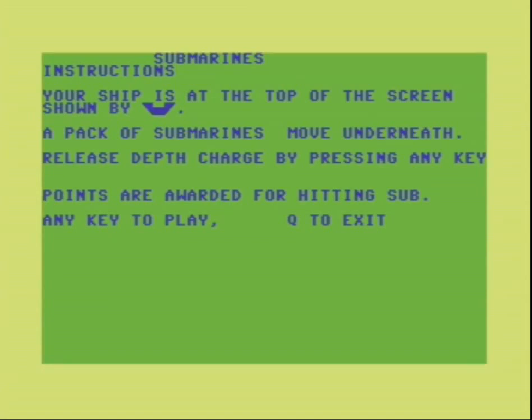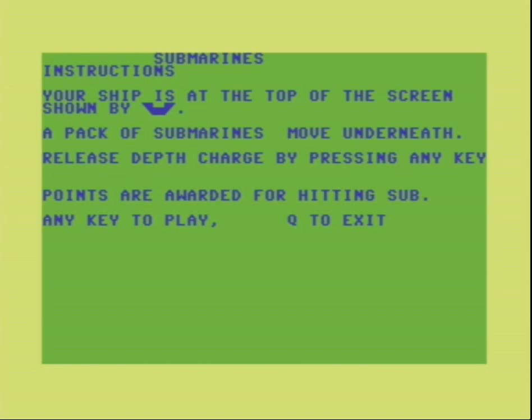Submarines. And you know that this one is going to be exciting because it's got a yellow border. I think I might be clutching at straws somewhat. But anyway, your ship is at the top of the screen, shown by... Because is the pronunciation of that symbol. It is.